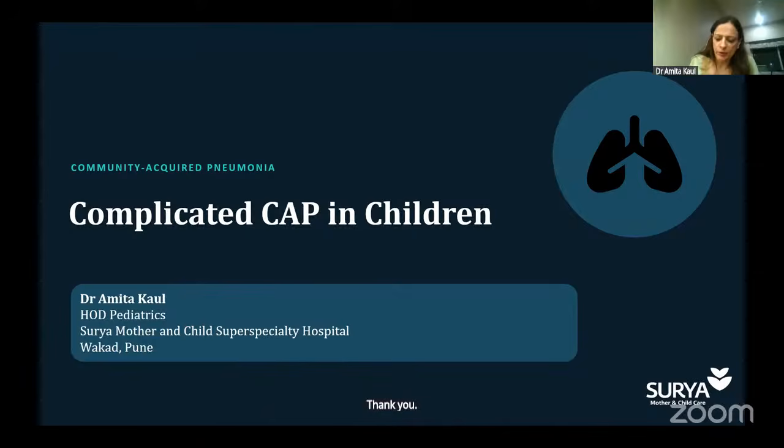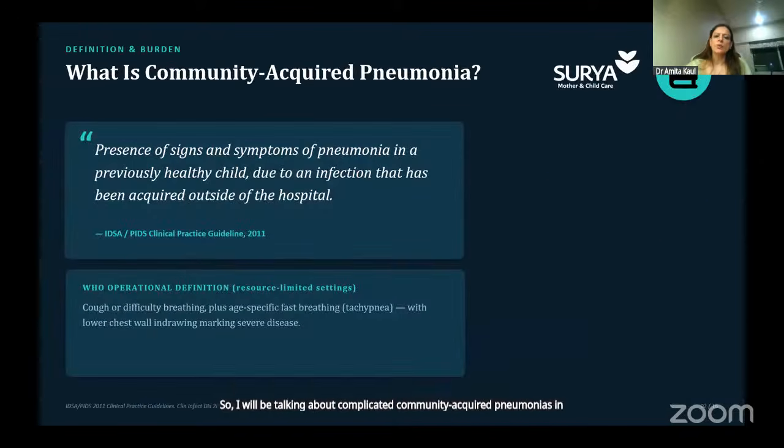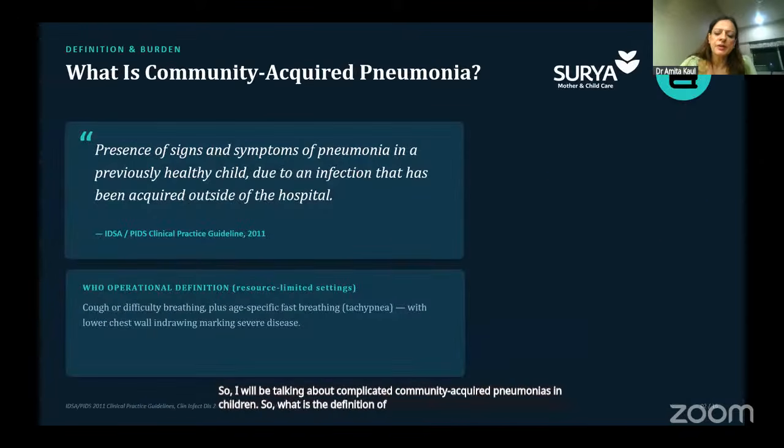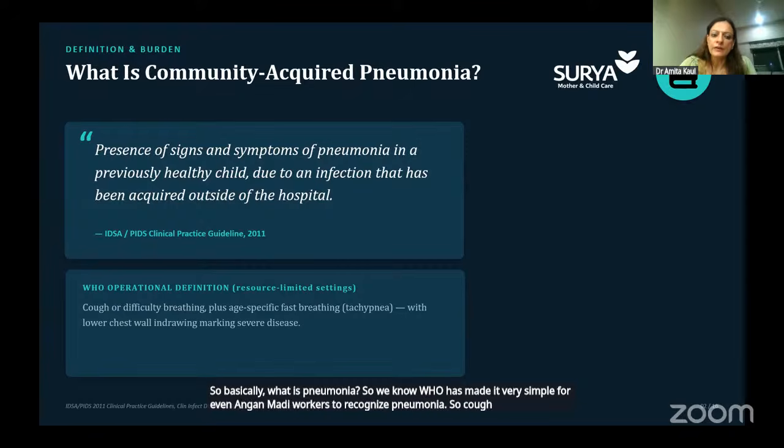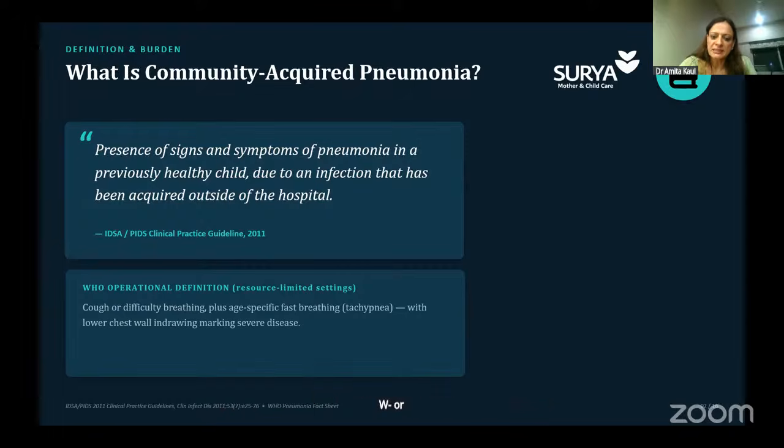So I will be talking about complicated community-acquired pneumonias in children. So what is the definition of community-acquired pneumonia? So basically, what is pneumonia? We know WHO has made it very simple for even Anganwadi workers to recognize pneumonia. So cough or difficulty in breathing plus age-specific fast breathing becomes pneumonia.